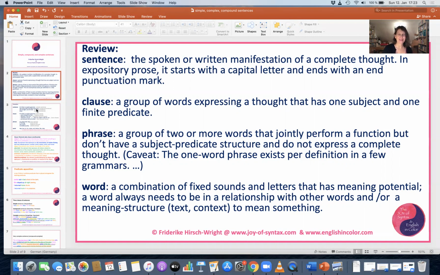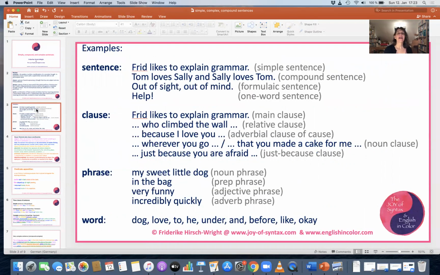Okay, here are examples. Here are 4 kinds of sentences. Frid likes to explain grammar. That's a simple sentence. Tom loves Sally and Sally loves Tom. It's a compound sentence, and I'll talk more about compound sentences in a little while. We see that this sentence contains 2 clauses, and these 2 clauses have been joined with a coordinating conjunction.